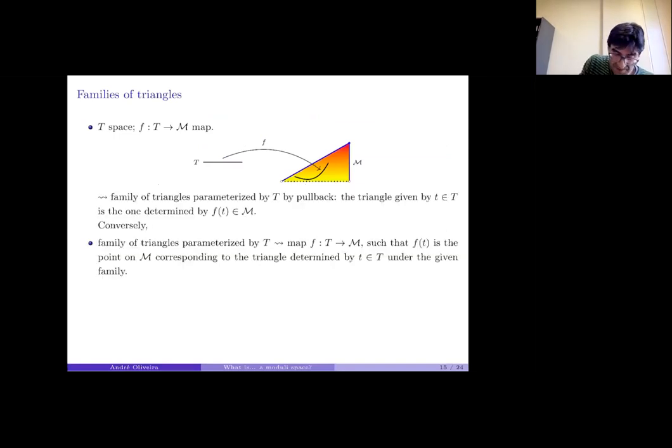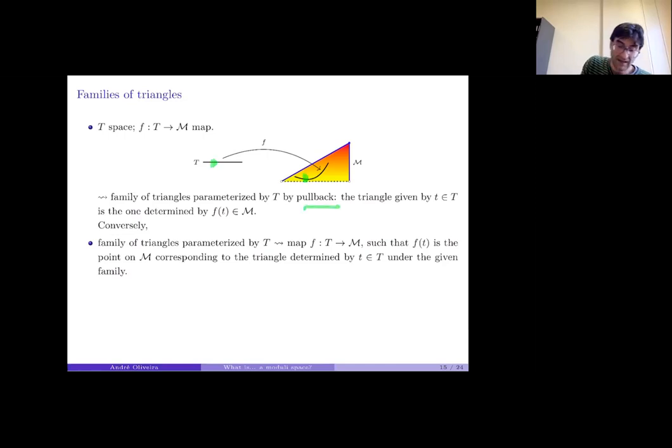So take any space, and suppose you have a map onto M. Here I have a family of triangles. Over each point I have a triangle. So this map gives me a family of triangles over this space just by pullback. The triangle over this point is the triangle over its image.